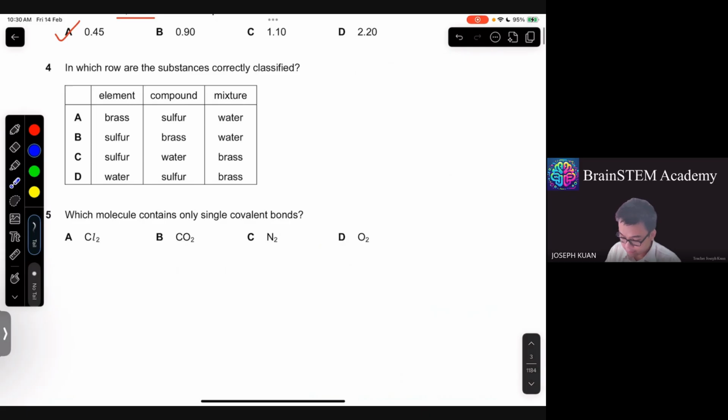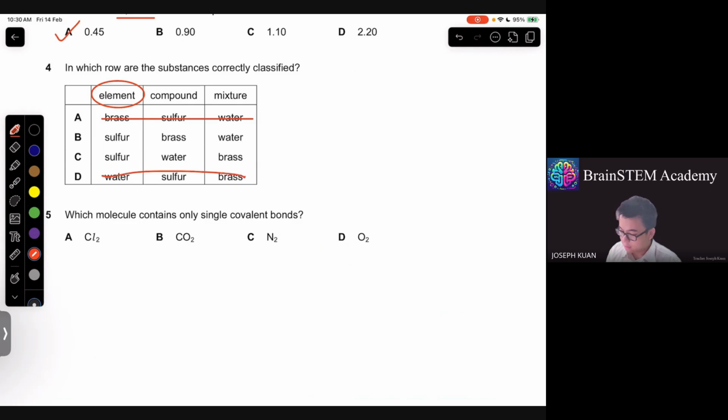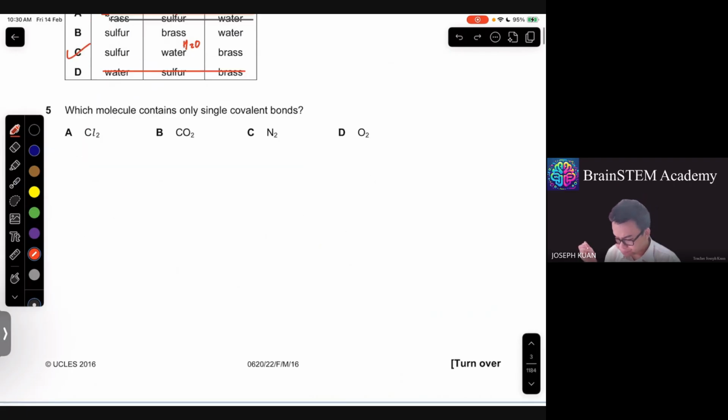In which row are the substances correctly classified? Now, an element is a substance you can find in the periodic table, basically a type of chemical, and sulfur is one that we can find in the periodic table. And then a compound will be water, which is H2O, and then brass, which is a mixture. Typically, it's an alloy, which is a mixture.